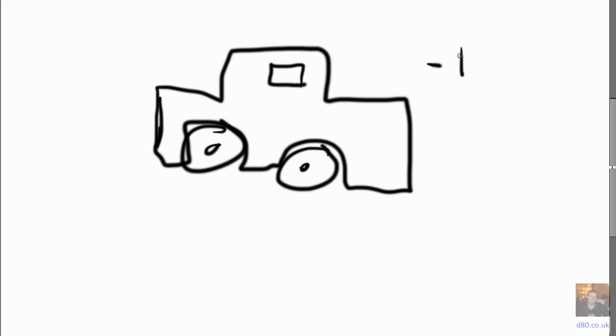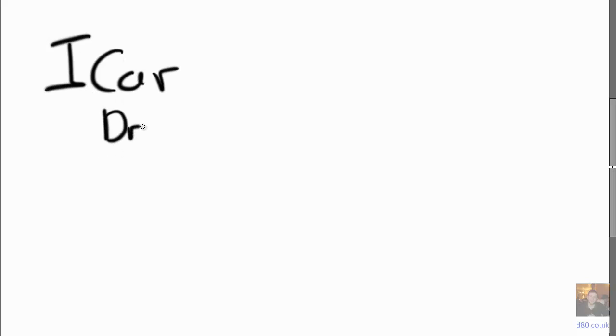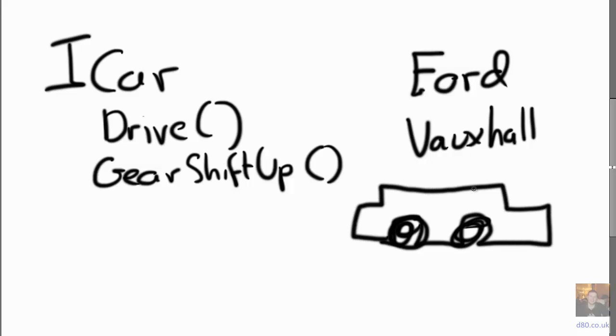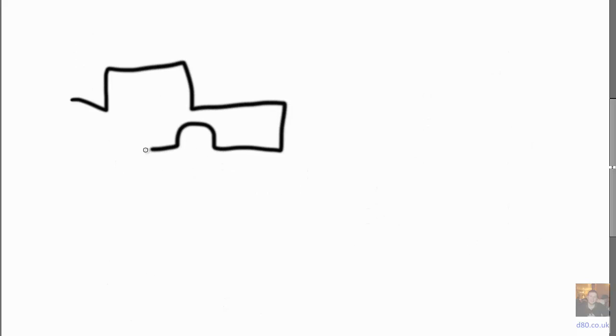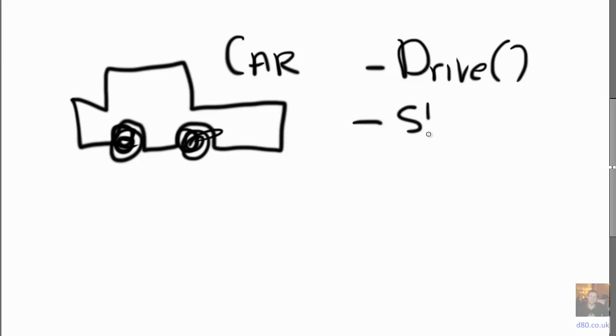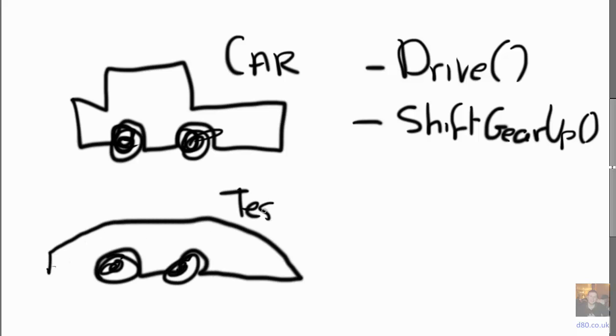So our car has a drive method with a steering wheel to represent that. So you could imagine you have an iCar and a drive method, and imagine you also have a gear shift up method, just to be a bit fancy. Now Ford and Vauxhall, they're both petrol cars, they can implement these quite happily and everything will work fine. And then we've got our car again, with our drive method and our shift gear up method. And if we go back to our Tesla example, that's a cool looking Tesla.